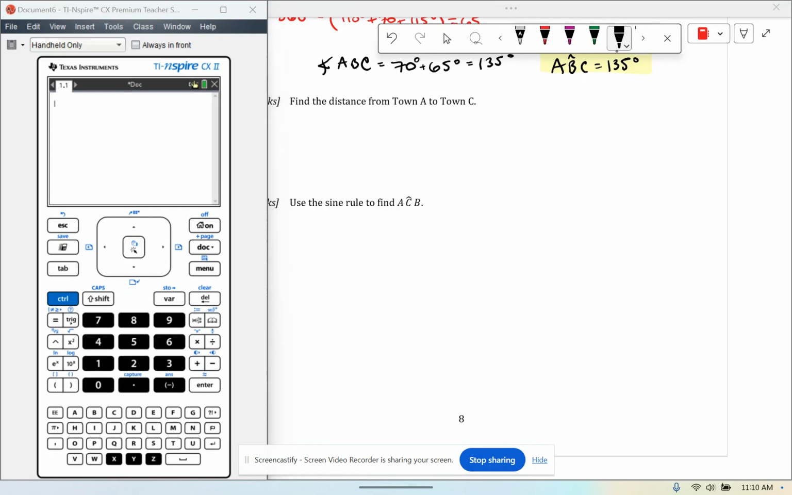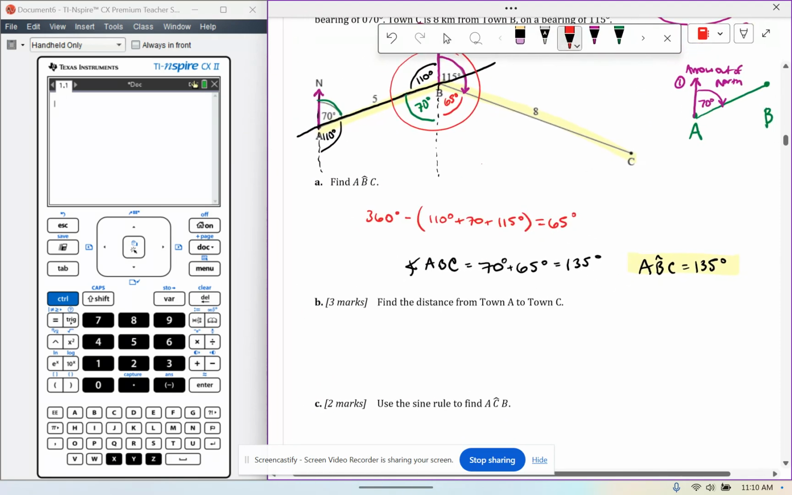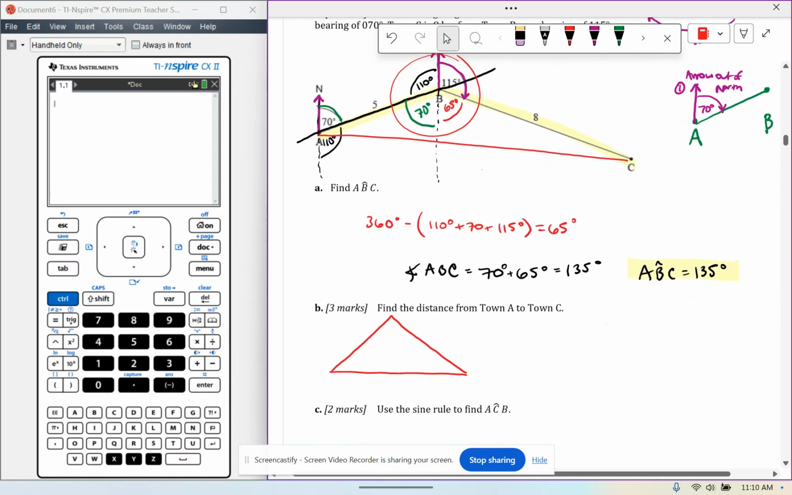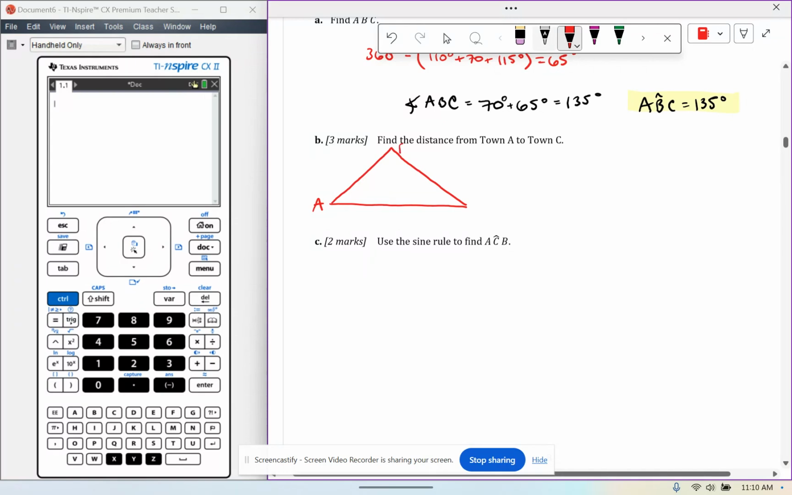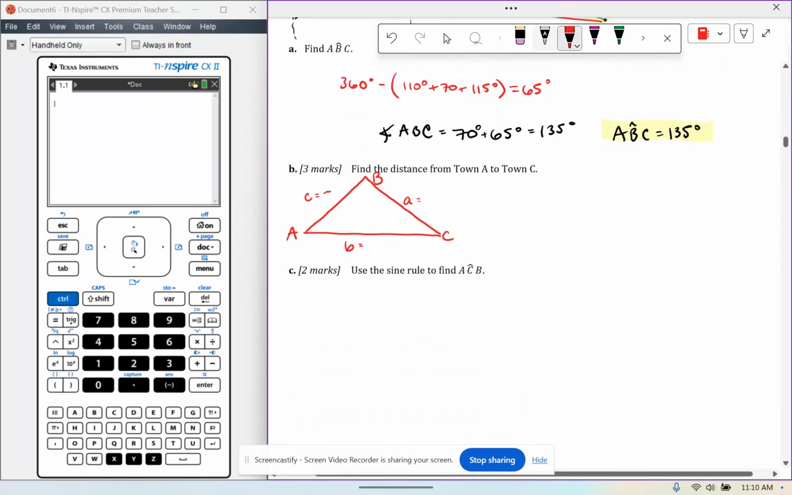So find the distance from town A to town C. If I look up at the picture, I'm like, okay, town A to town C is just me drawing a little line right here, and then I end up getting a big triangle. So I'm just going to rewrite the triangle down here because there's a lot going on in the picture up top. So I have A, B, C as my angles. That means this is side C, this is side A, and this is side B. C is 5, A is 8. This is 135. And then the side across from it is unknown, and that's what I'm actually trying to find.